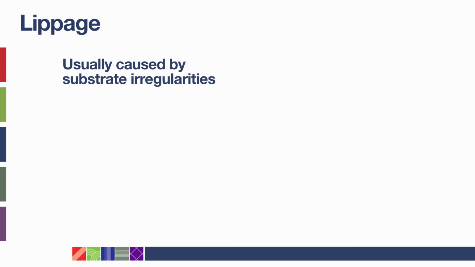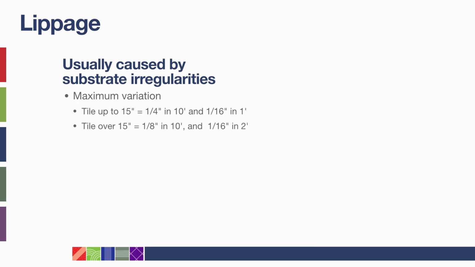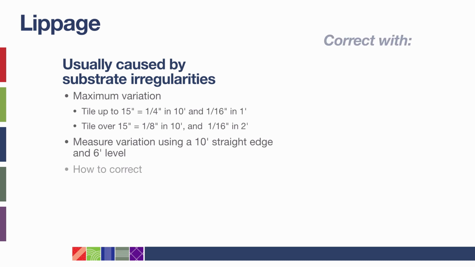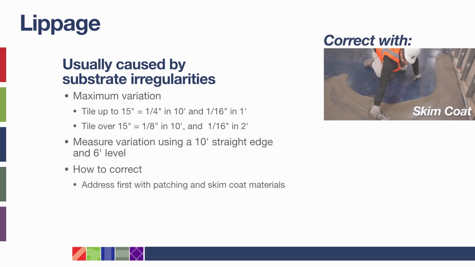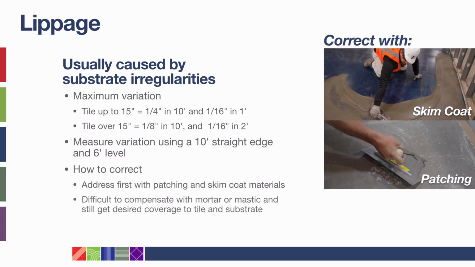The chief culprit for lippage is an irregular substrate. Earlier, we discussed the maximum variation in substrates in various size tile. Acceptable tolerance in substrate variation becomes increasingly tighter as tile sizes get larger. Variation in a substrate is measured using a 10-foot straight edge and a level. Where variation in a substrate exceeds these tolerances, you can use patching and skim coat materials to address the problem.